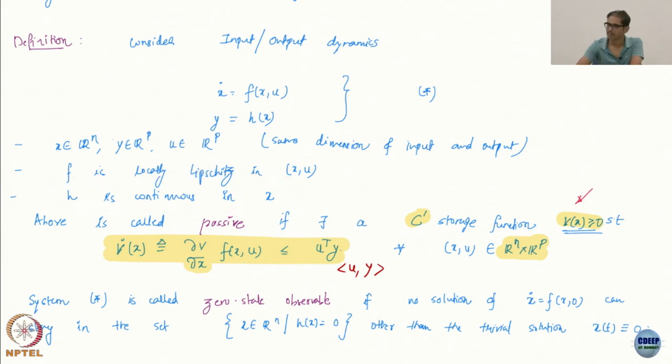Standard assumptions. Now, this system is called passive if there exists a C1 storage function V(x), which is positive semi-definite, such that V dot, which is as always defined as the partial of V with respect to x times f(x, u), has to be less than or equal to u transpose y, the inner product of u and y.